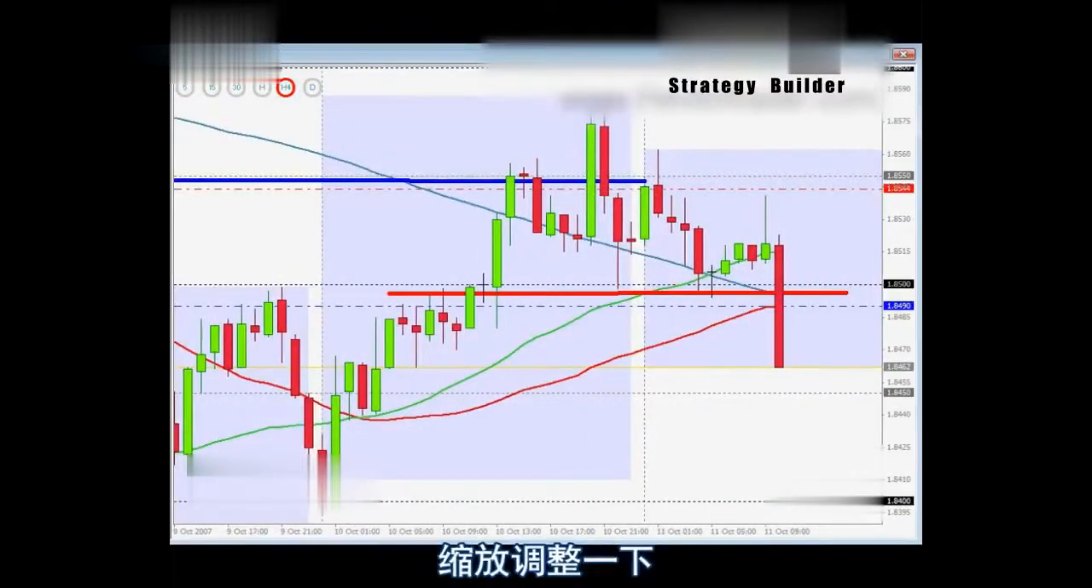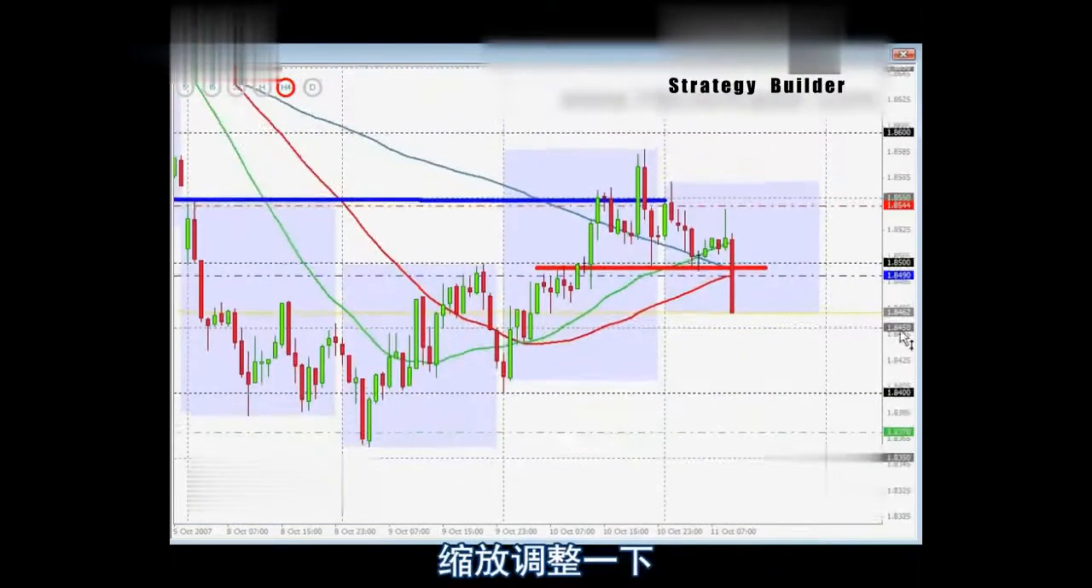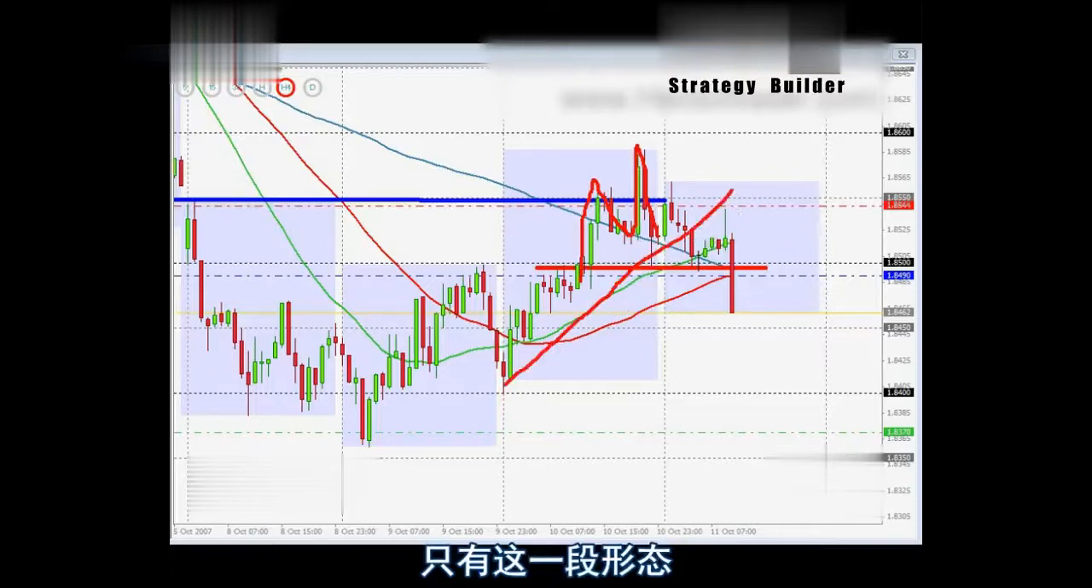let me zoom back out a little bit. Right there we are. Let me draw the reversal formation I'm seeing here. Yesterday as I was recording this video, we were only having this formation. Do you remember that, guys? You can go watch yesterday's video if you want.